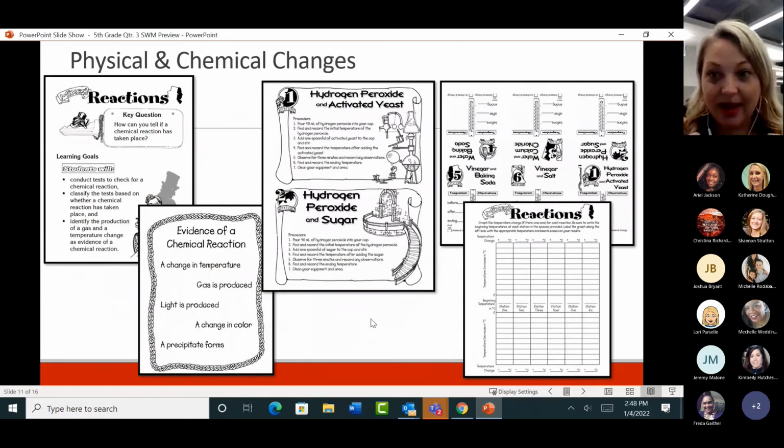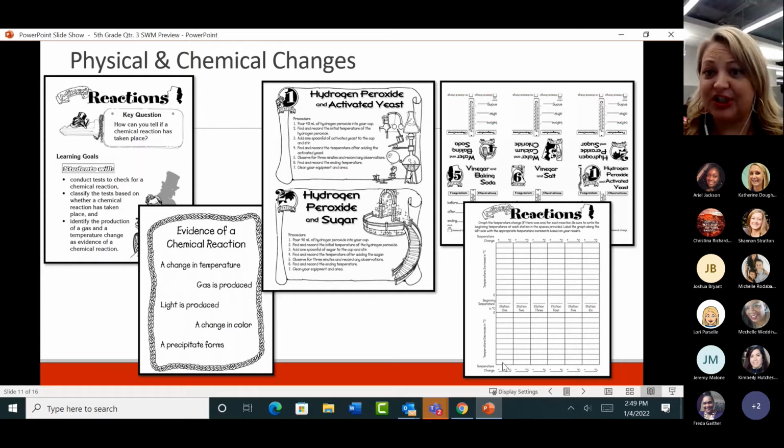Okay, next up, I have some chemical, how can you tell if a chemical reaction has taken place? So in this activity, stations again, they're going to conduct tests to check for a chemical reaction. They're going to classify the tests. They're going to identify the production of a gas and a temperature change as evidence of a chemical reaction. You can even use this evidence of a chemical reaction as an anchor chart in your classroom if you wanted to. Same thing here, you have station cards.